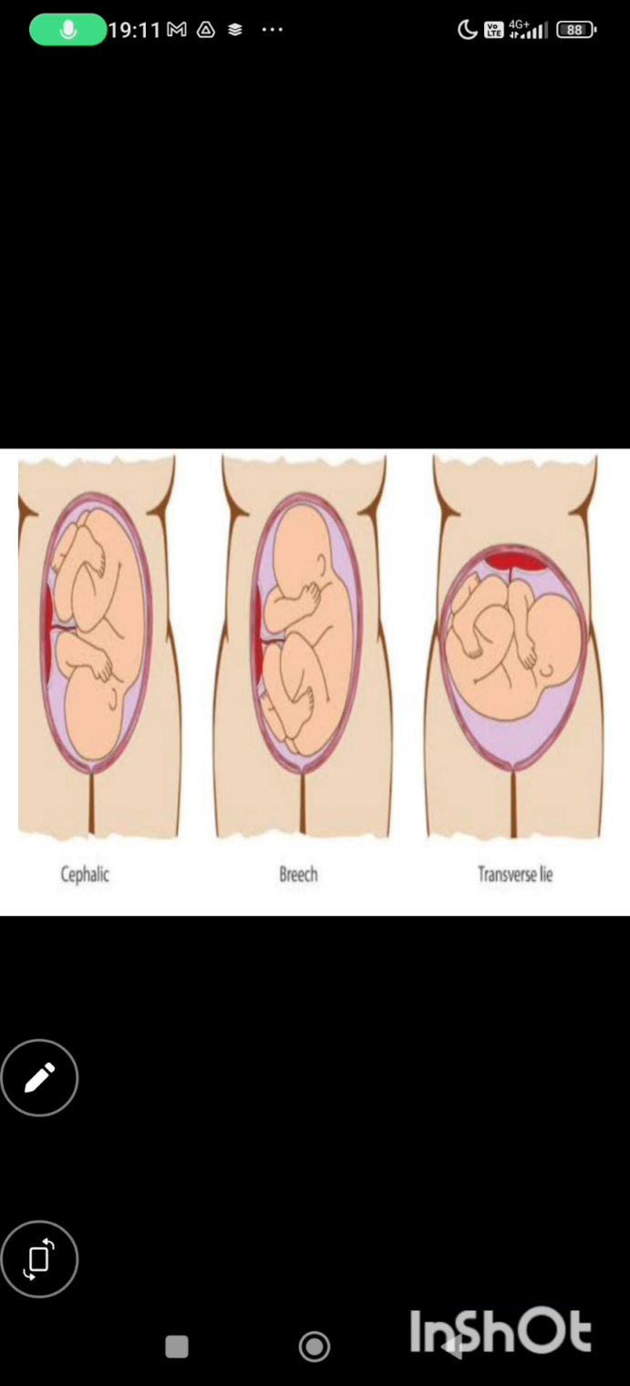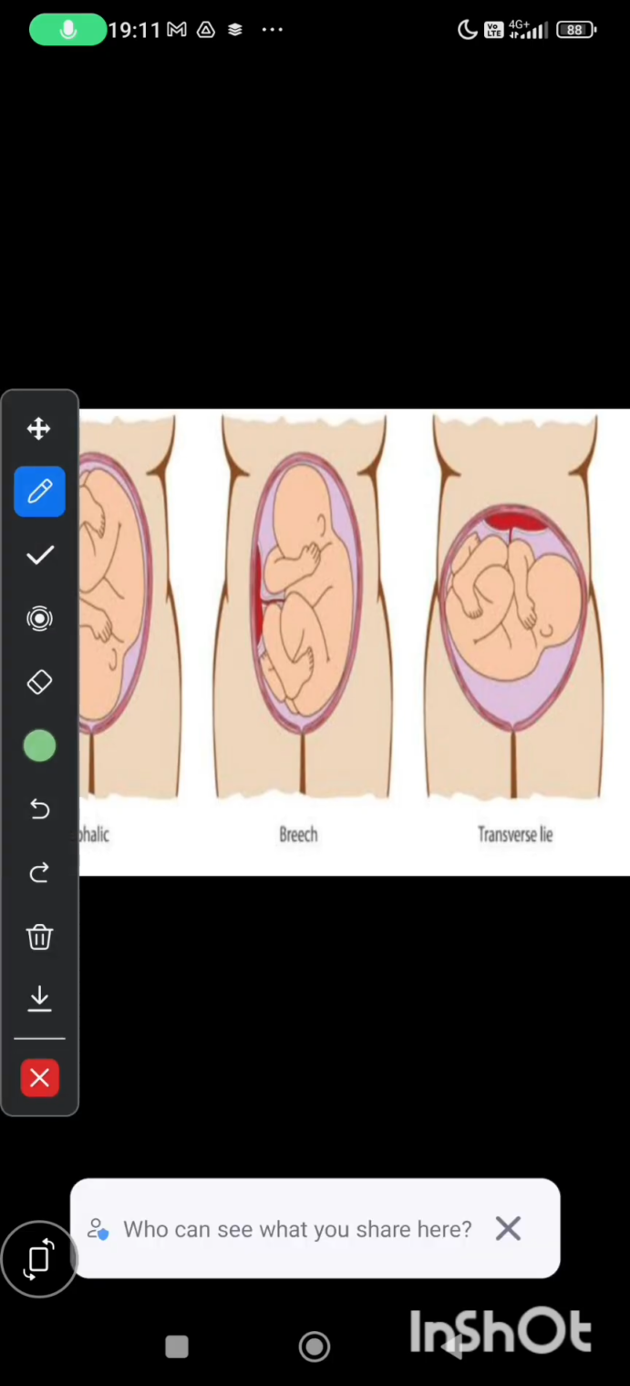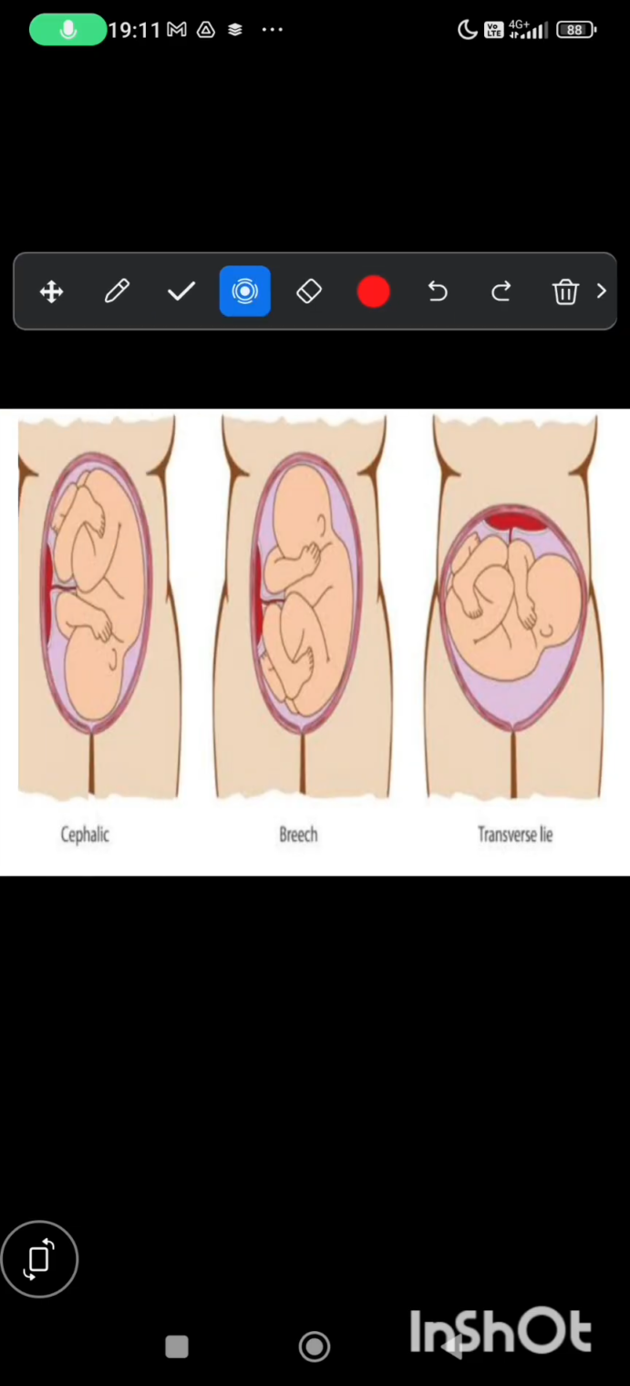Now, there are two main lies, longitudinal and transverse. What is the meaning of longitudinal lie? Longitudinal means the fetus spine is parallel to the maternal spine. Exactly. And transverse? The fetal spine is perpendicular to the maternal spine. Yes, exactly.